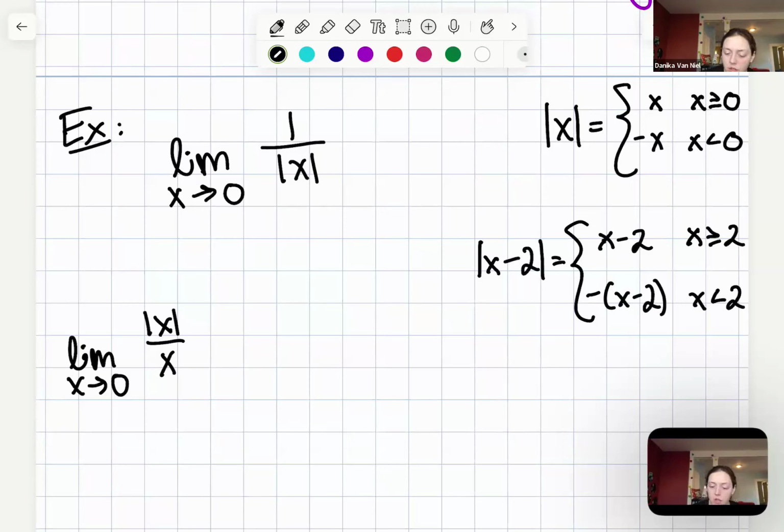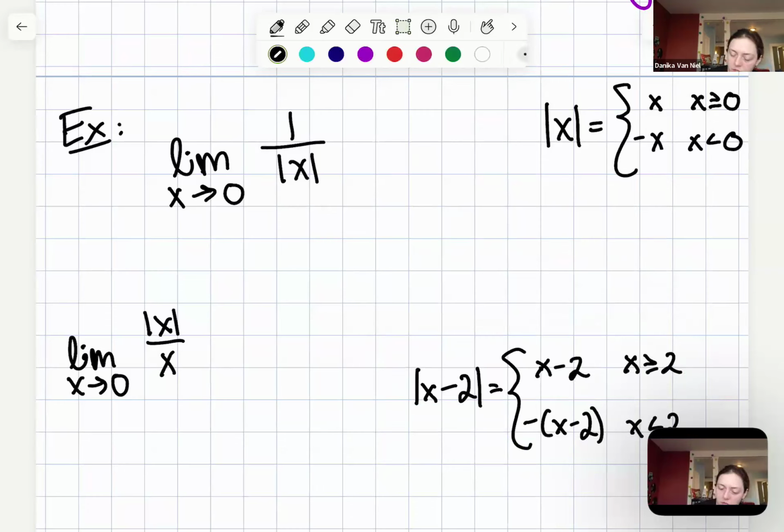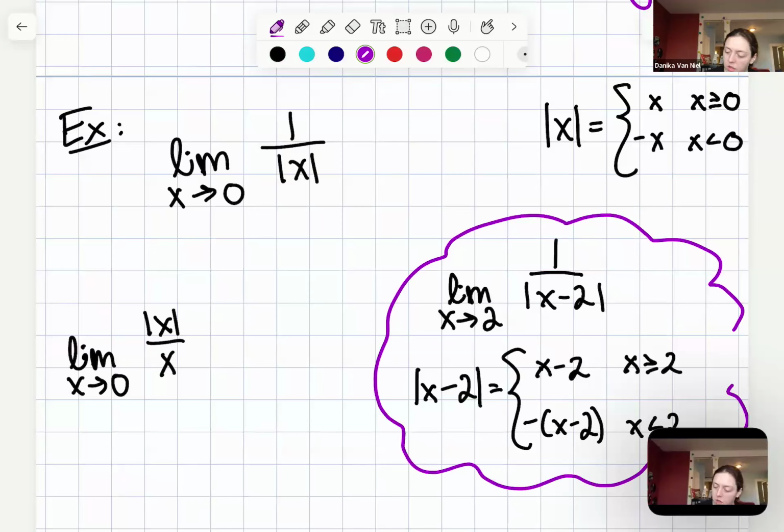This one would be more for if I asked you the question, limit as x approaches 2 of 1 over absolute value of x minus 2. This is sort of another scenario that could happen. Not the scenario we're focusing on right now, but nevertheless. So what was I saying? I don't remember. Oh yeah.